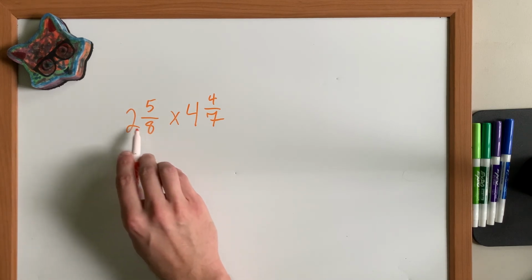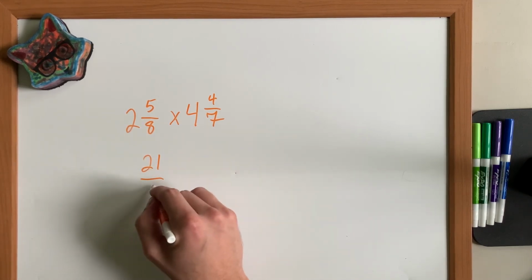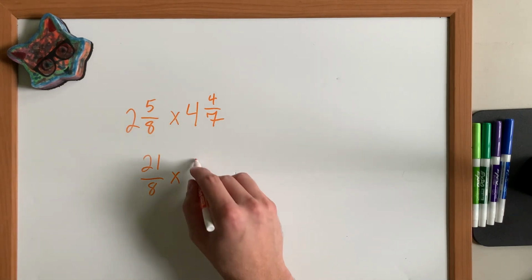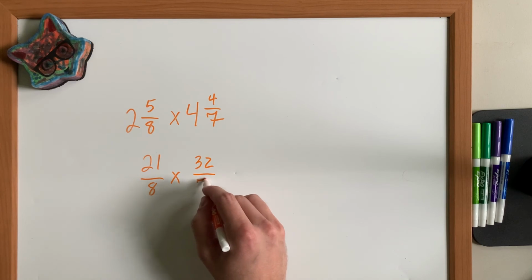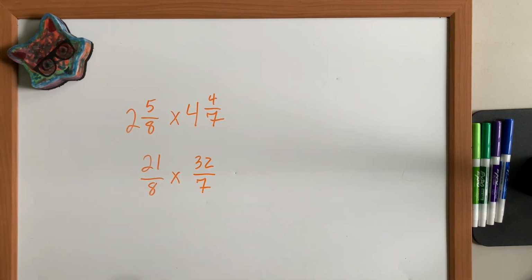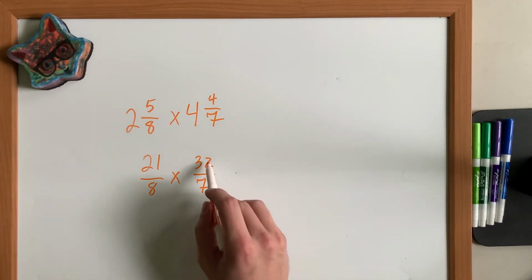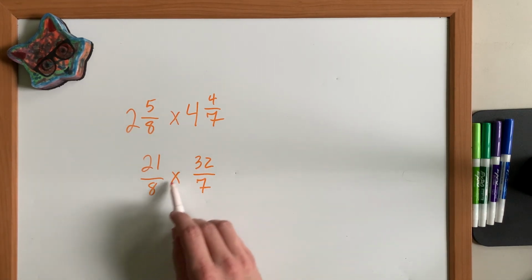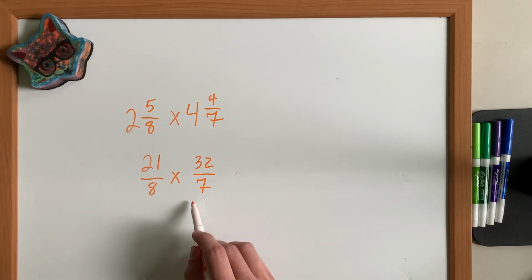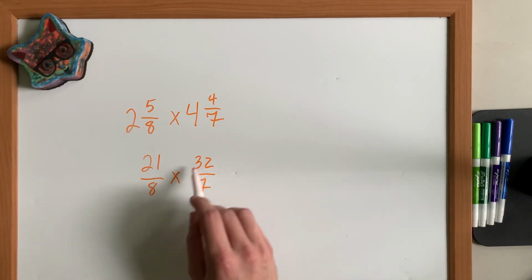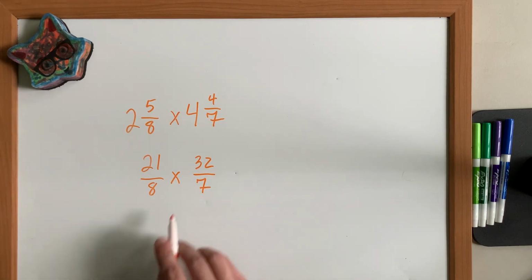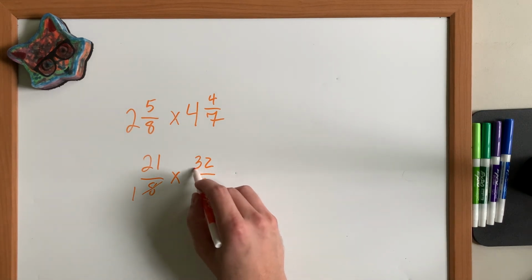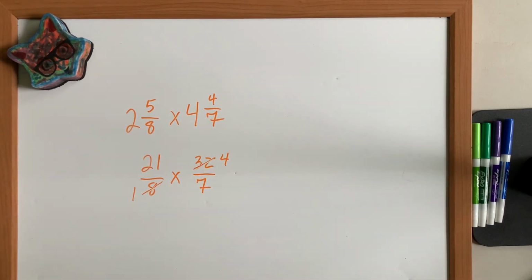So 2 times 8 is 16, and 5 is 21/8, times 4 times 7 is 28, plus 4 is 32/7. Look at this. I don't have common factors in this fraction or in this fraction. But if you look diagonally, I do have things I can cancel. 32 and 8 both have factors of 8. Let's divide 8 out of each of them. 8 divided by 8 is 1, and 32 divided by 8 is 4.